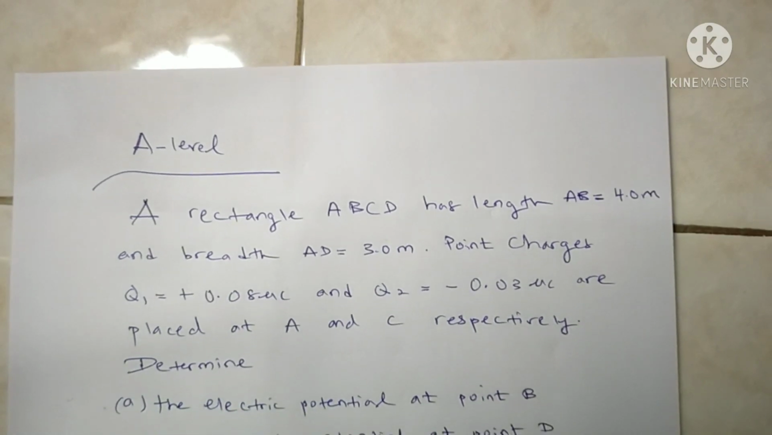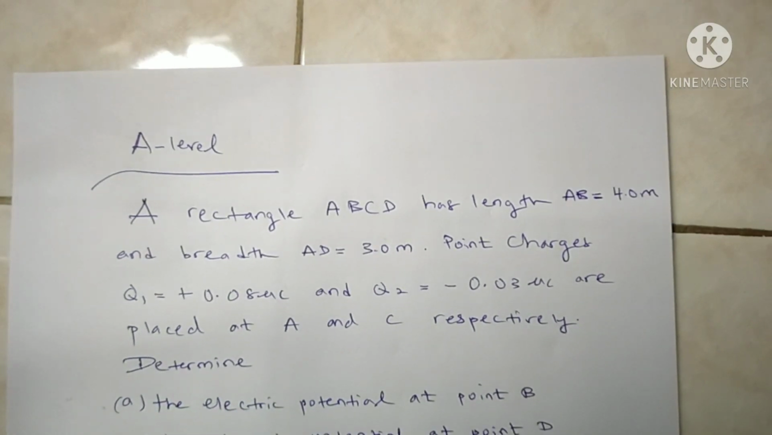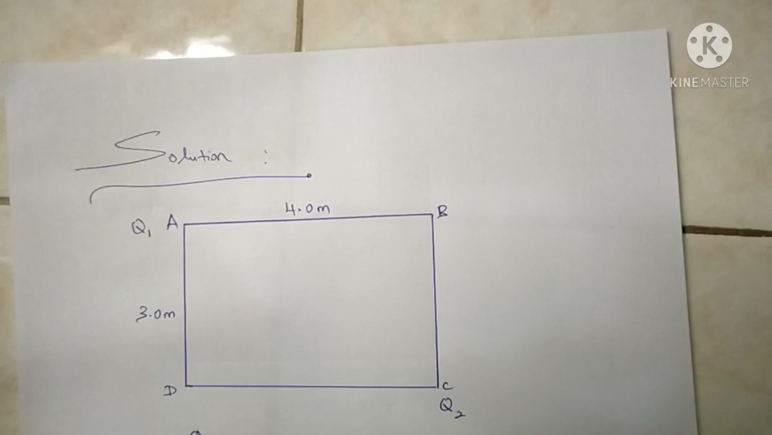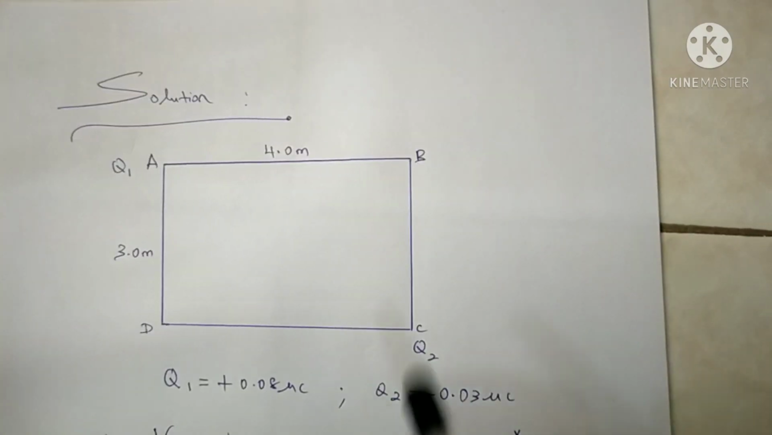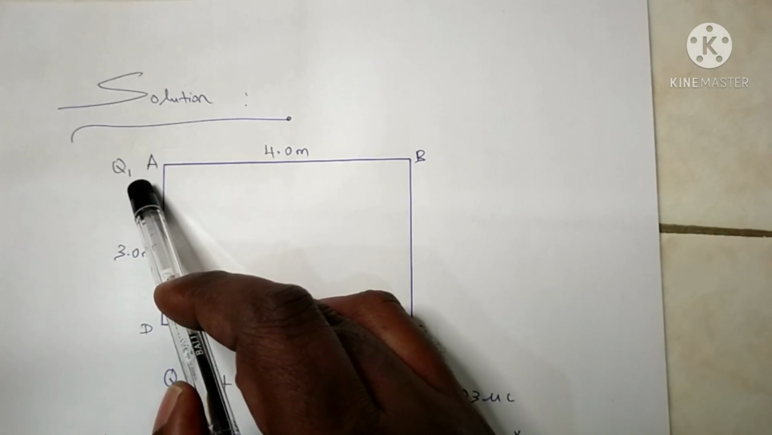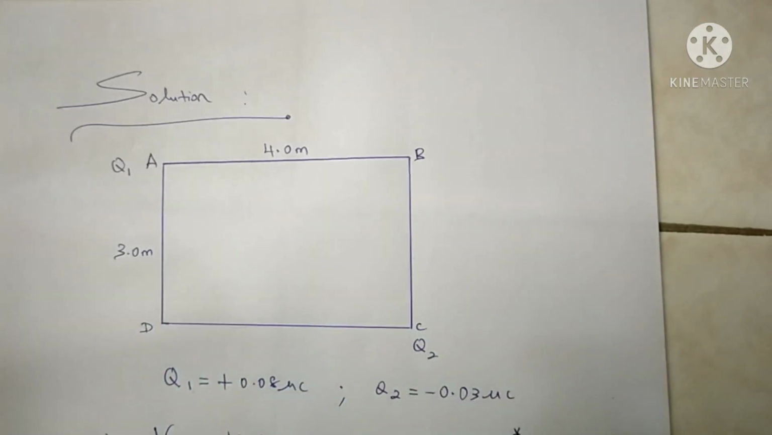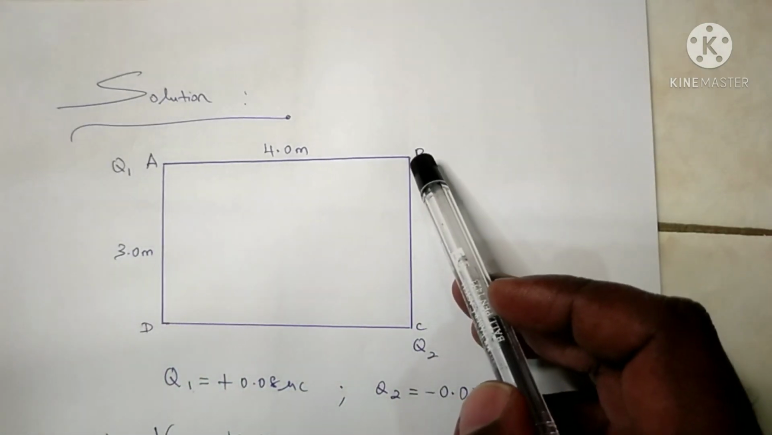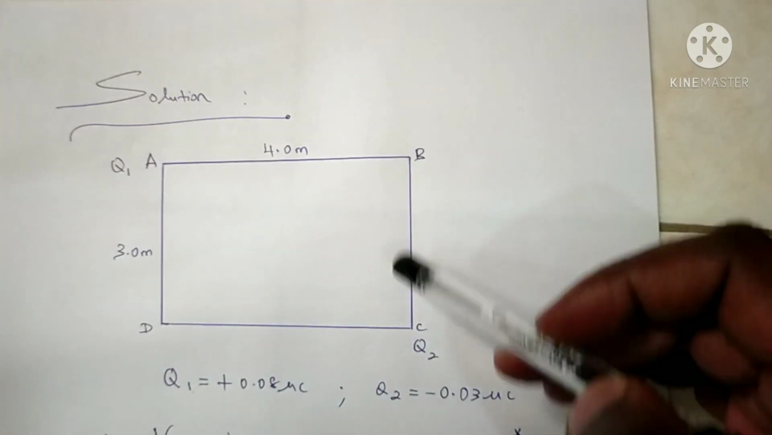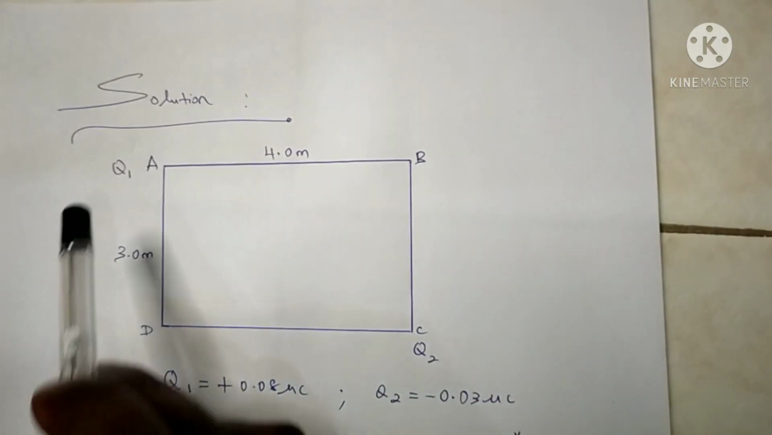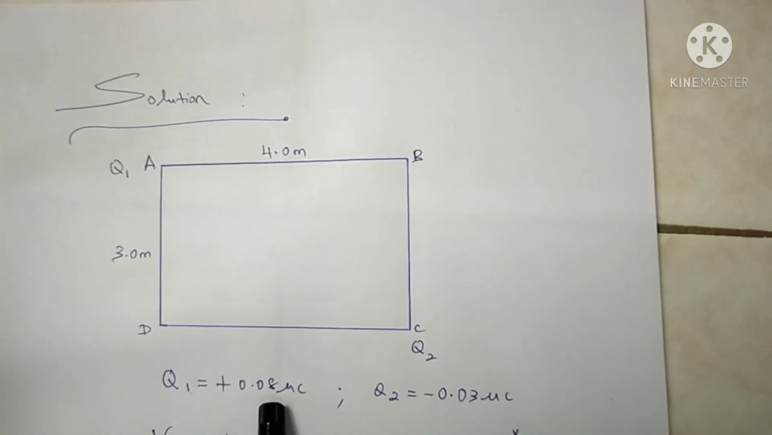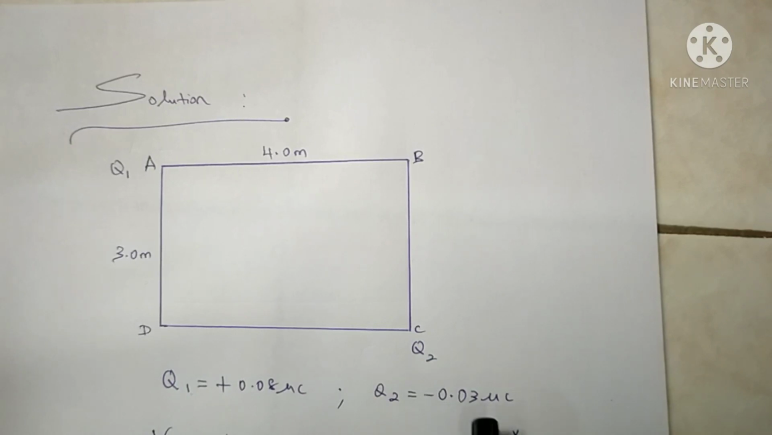Determine A, the electric potential at point B. This is the rectangle ABCD and we're going to find electric potential at point B. Point B is surrounded by point charge Q1 and Q2 and we're going to find electric potential from B to A and B to C. Given Q1 is positive 0.08 microcoulomb followed by Q2 is negative 0.03 microcoulomb.